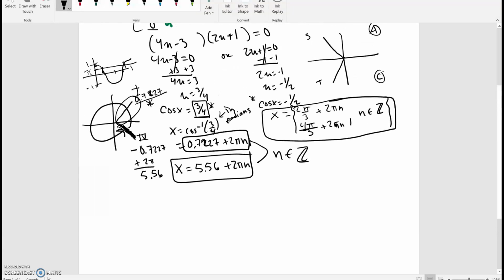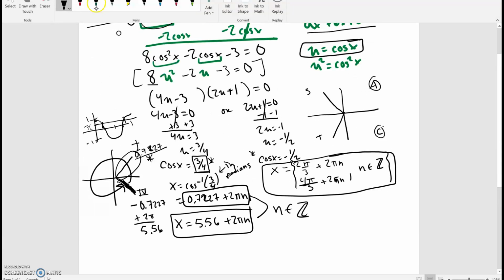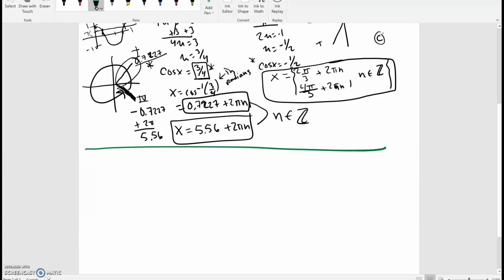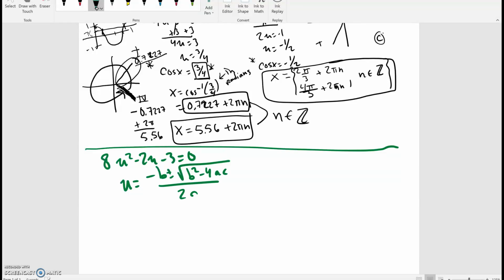Now, let's say, for example, you forgot how to factor. Let's say you forgot this portion. You forgot how to get from here to here, and it might happen. Well, another alternative that we can do: we have 8u squared minus 2u minus 3. If we cannot factor it, another way that we can do it is using the quadratic formula. We can use negative b plus or minus square root of b squared minus 4ac, divided by 2a.